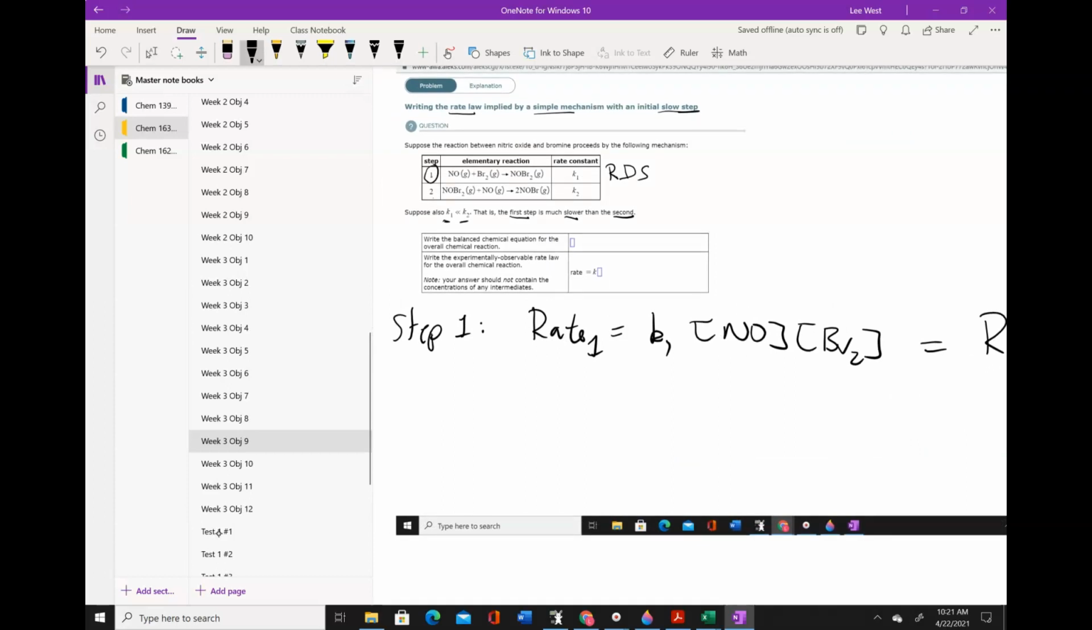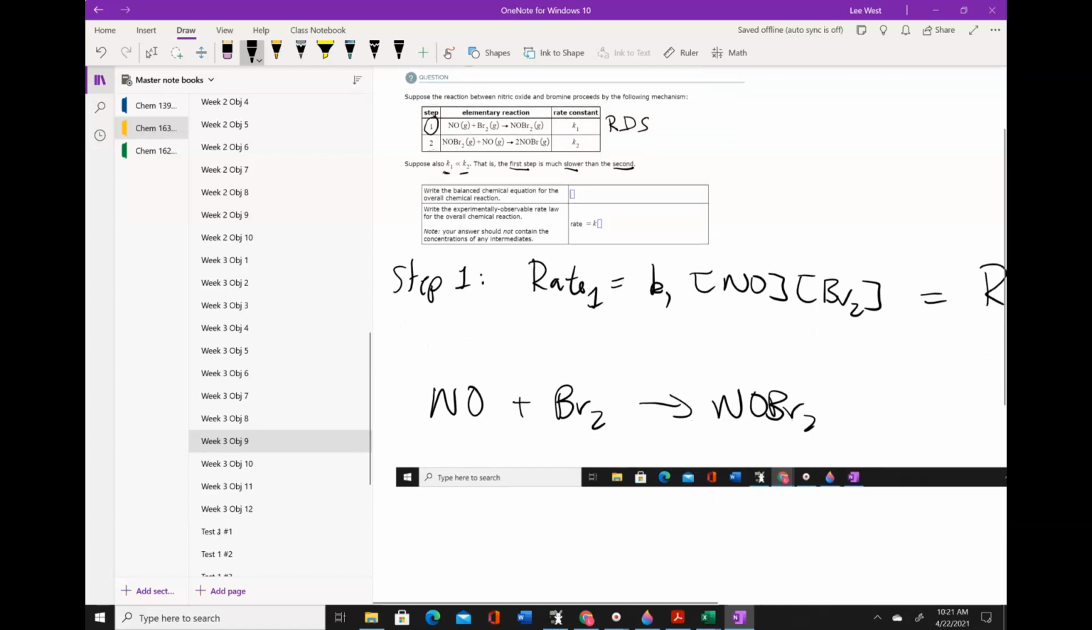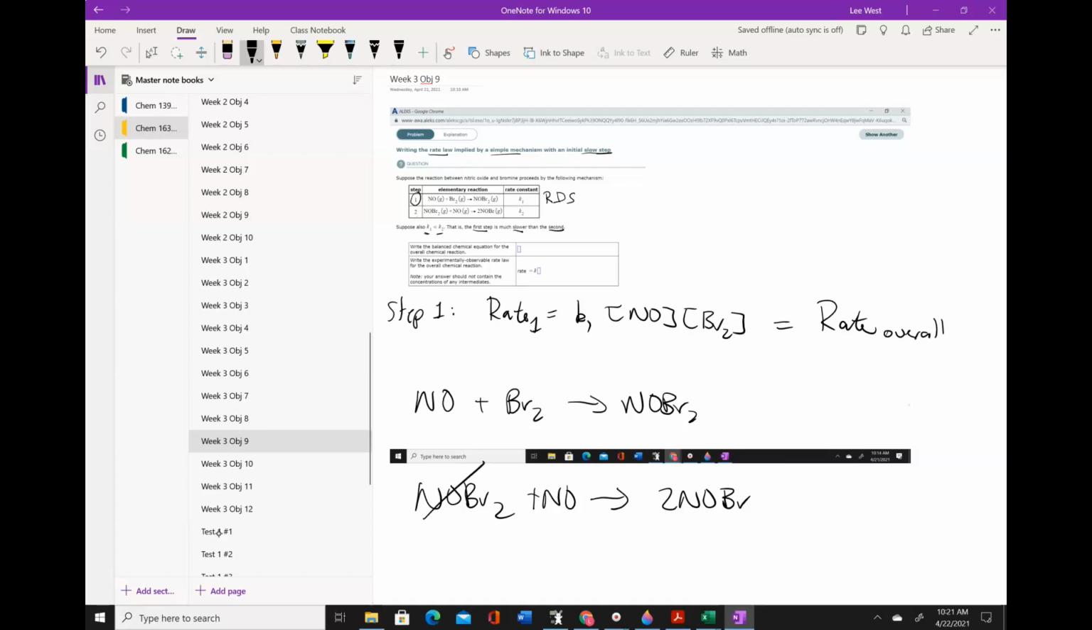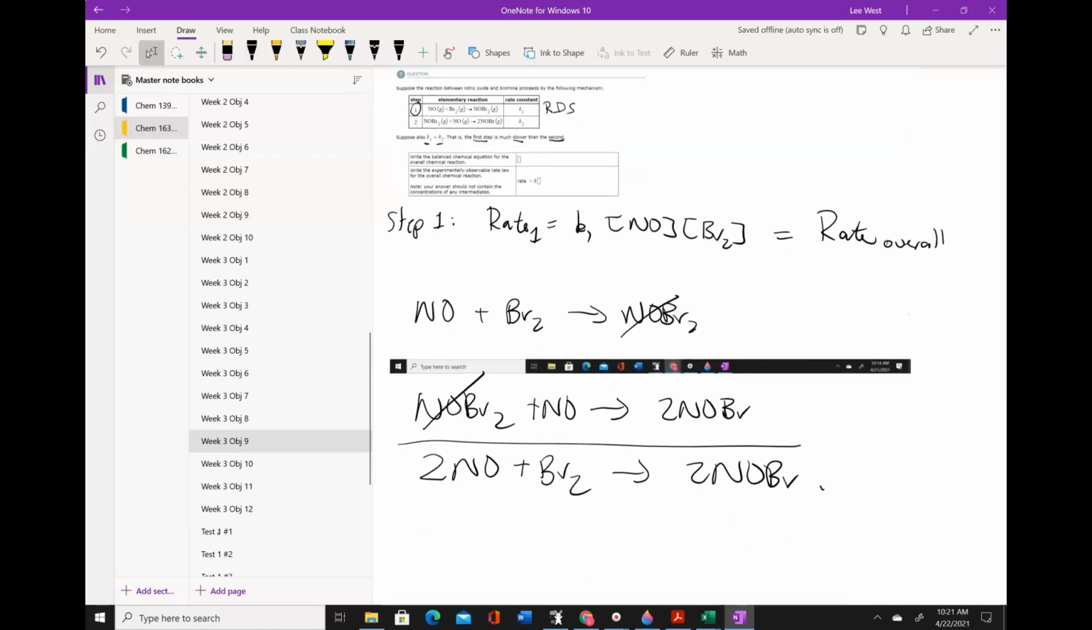So let's go on here and see what we've got. It says, write the balanced chemical equation for the overall reaction. So we've got to add together the two steps and eliminate any intermediates. And it looks like our NOBr2 is going to be our intermediate, doesn't it? There we go. So that's going to cancel, that's going to cancel, and what we're left with is 2NO plus Br2 gives 2NOBr as my overall reaction.